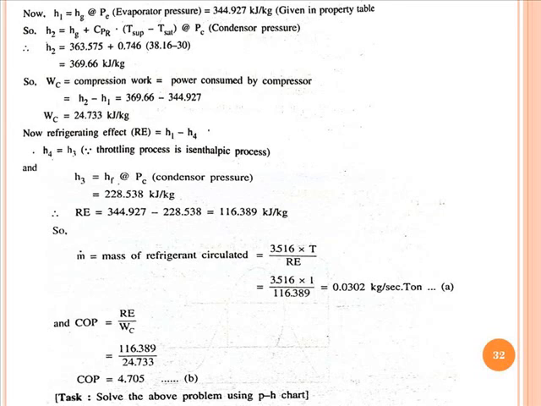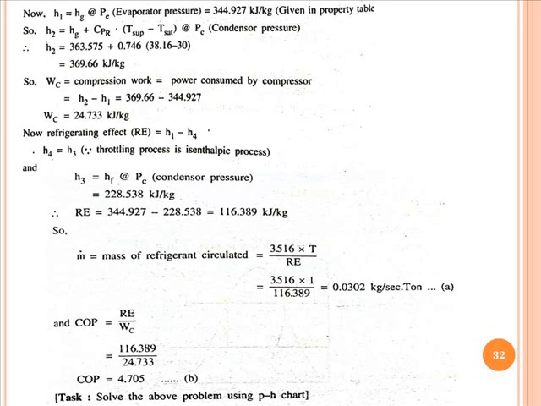116.389 kilojoule per kilogram. So first, the mass of refrigerant circulated is 3.156 into ton of refrigerant divided by RE. That value is 0.0302 kilogram per second per ton, and COP is RE divided by WC. So we will get the COP value, that is equal to 4.705.